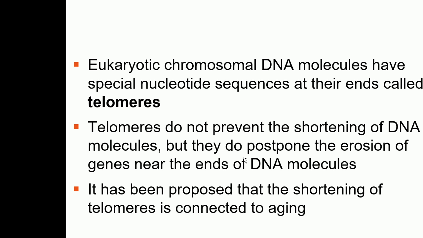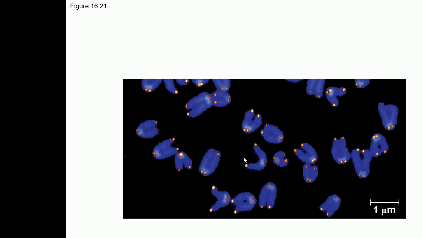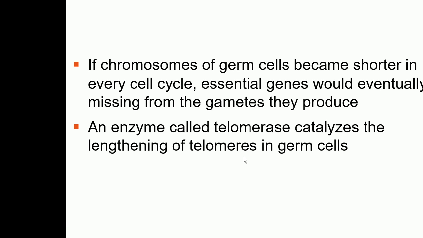If we talk about cancer cells, they are immortal. They keep on dividing. How can they do that? Why don't they have a finite lifespan? Because they have an important enzyme in them called telomerase. And what does this telomerase do? It catalyzes the lengthening of telomeres in them.